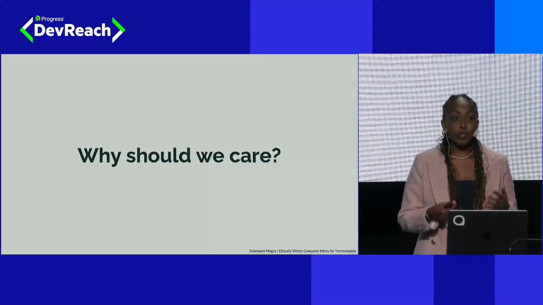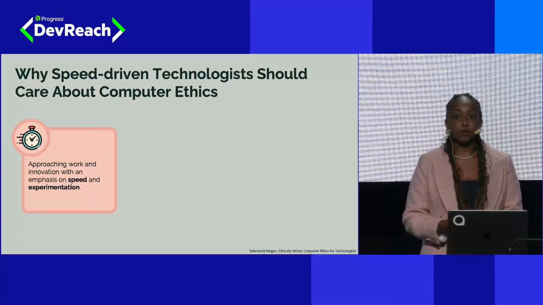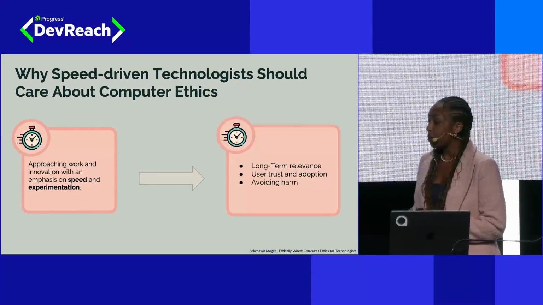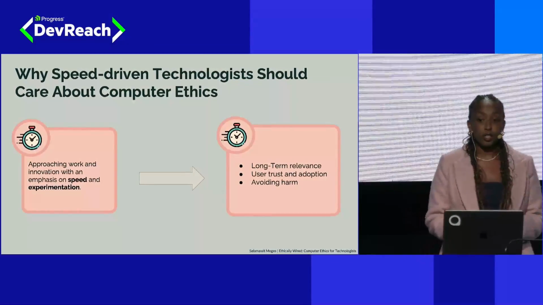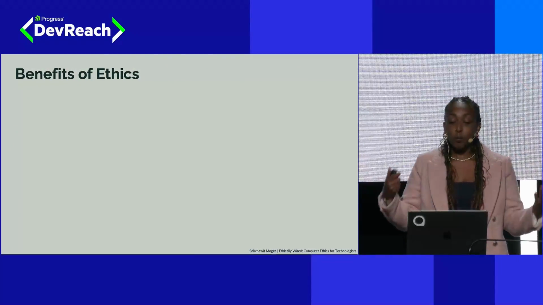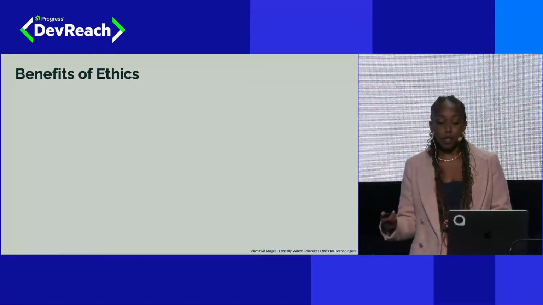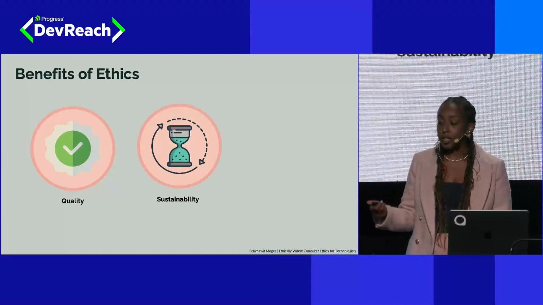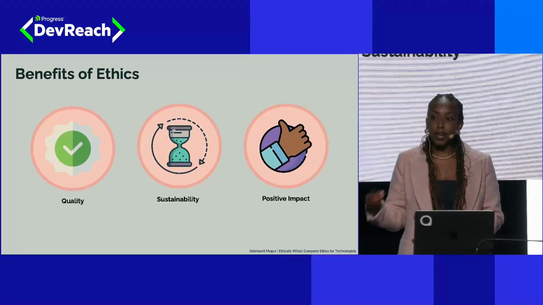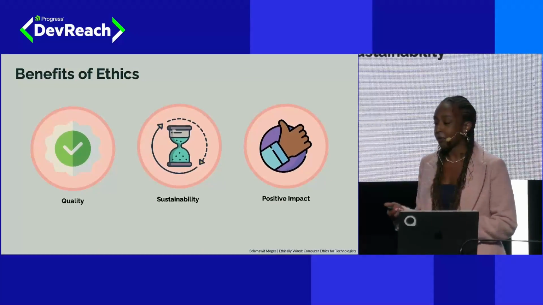Now, let's take an example with these three archetypes of technologists. So let's say you're the type of technologist that cares about speed and experimentation. Well, I argue that computer ethics should matter to you for things like long-term relevance, user trust and adoption, and avoiding harm. While building the technology quickly is important, integrating ethical considerations into your development process can enhance the quality, sustainability, and positive impact of your creation. It's not about slowing down innovation, but about ensuring that your innovation positively contributes to the world around us.